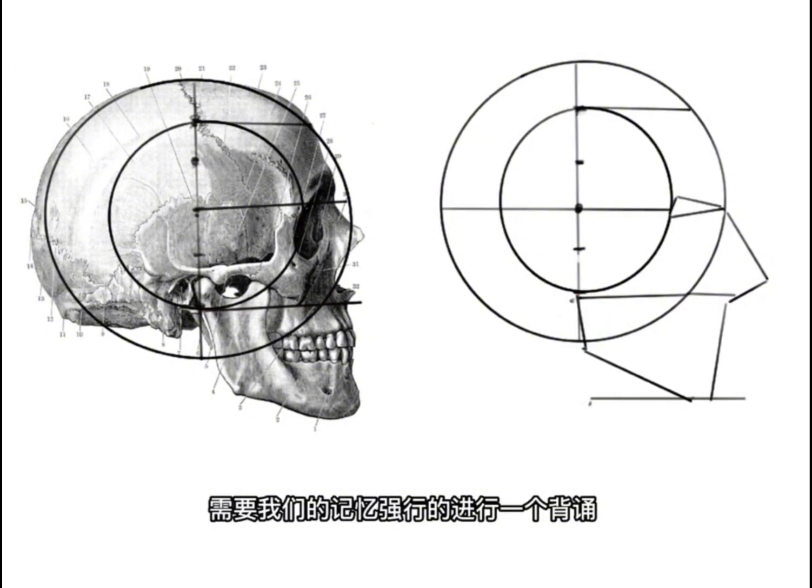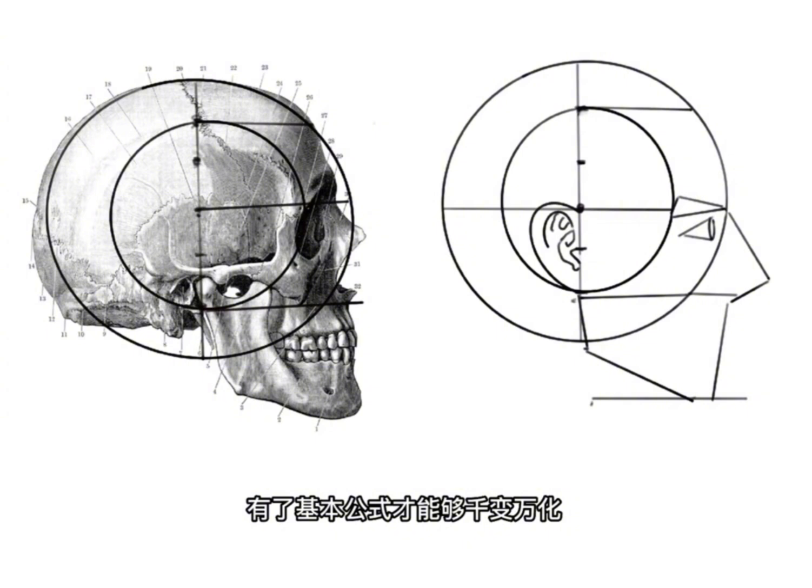Here it must be said that the rules are fixed and require us to memorize and recite them forcibly, just like formulas in mathematics. Only with basic formulas can there be endless variations. What other information can we obtain from this formula? Horizontally, the distance from the small circle to the large circle is the length of the eyebrows. The position slightly behind the center of the small circle is the position of the ear.